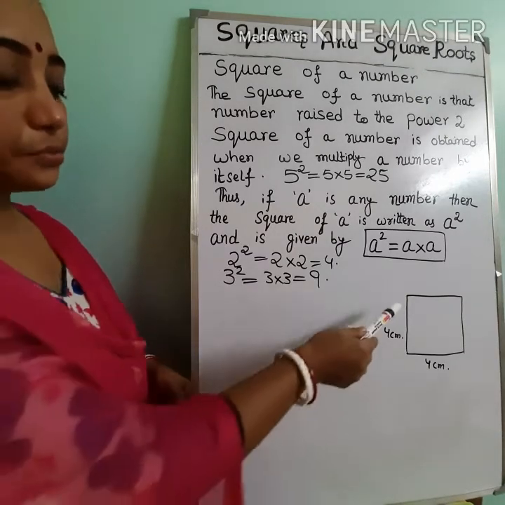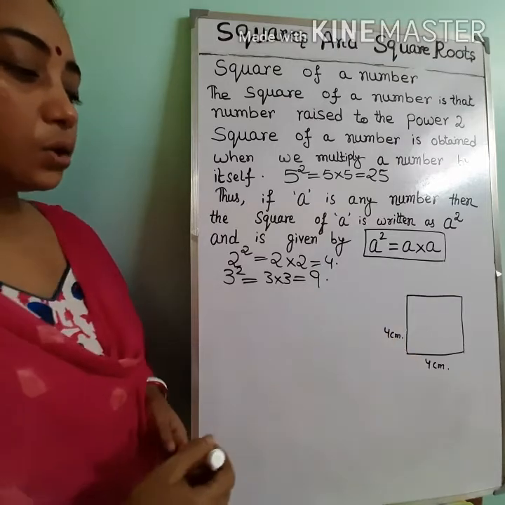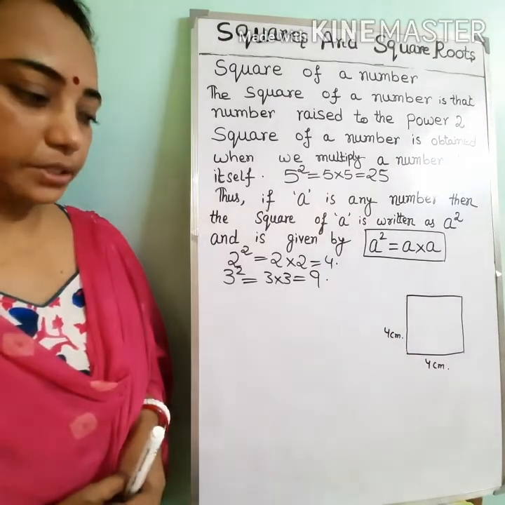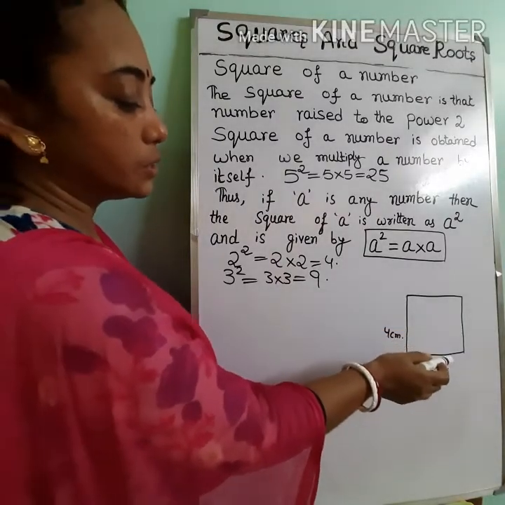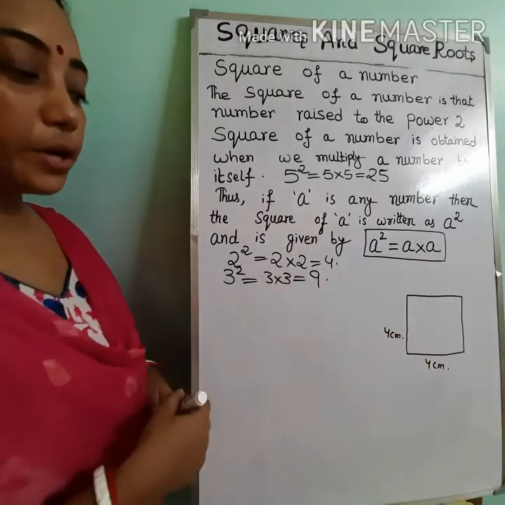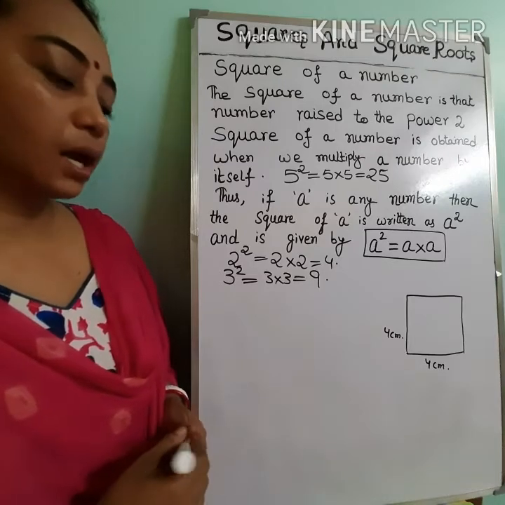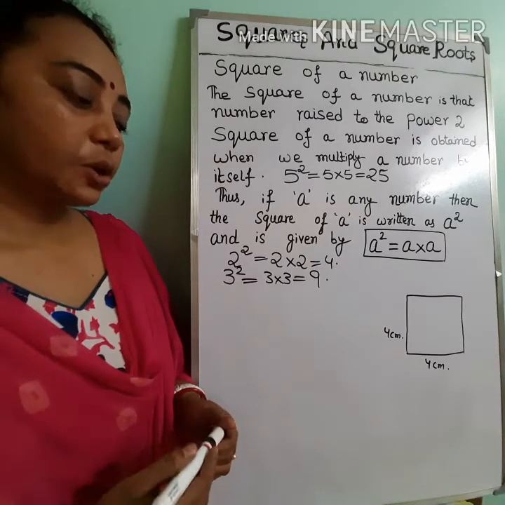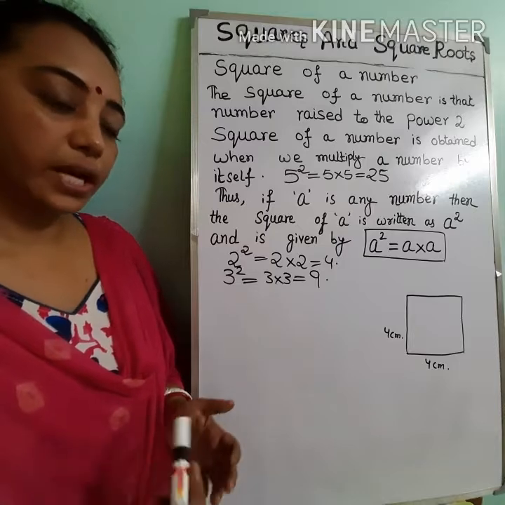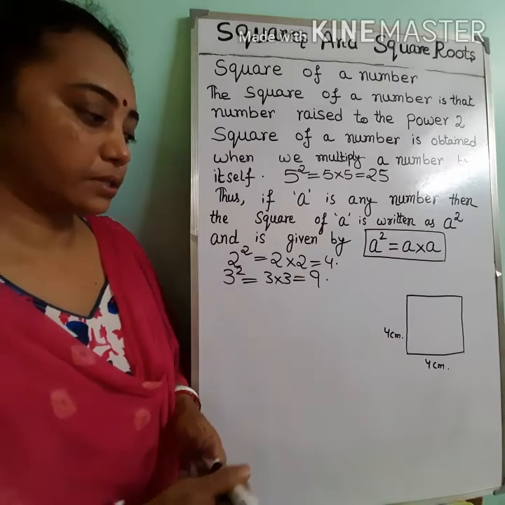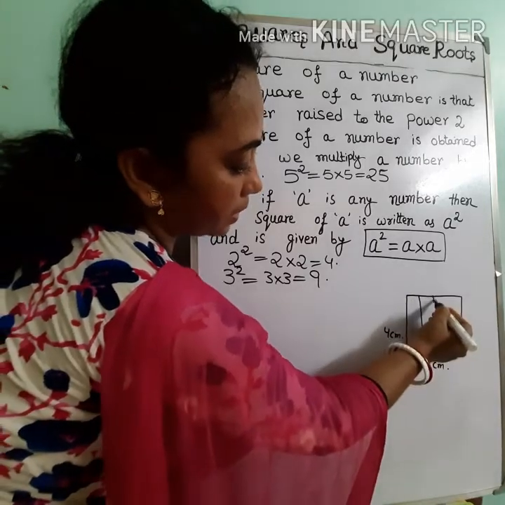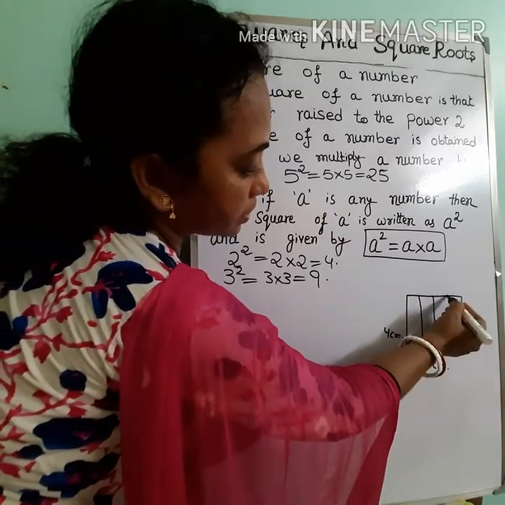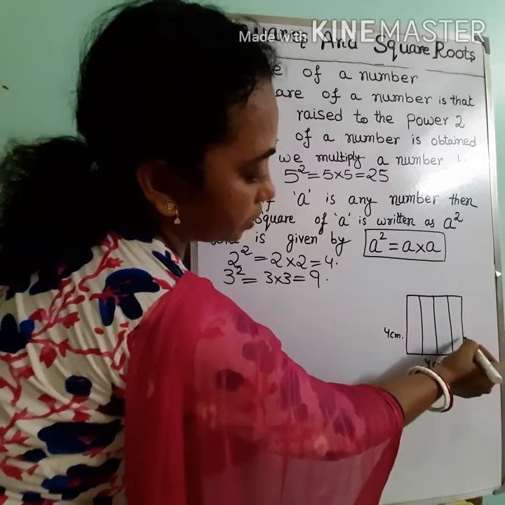Now look at this figure. This is a square figure with side measurement 4 cm. Now in this square, let us divide any two adjacent sides into 4 equal parts. Why 4 equal parts? Because the length of the side is 4 cm, so we can easily divide it into 4 equal parts. I am doing it, you will do this measurement with your scale.